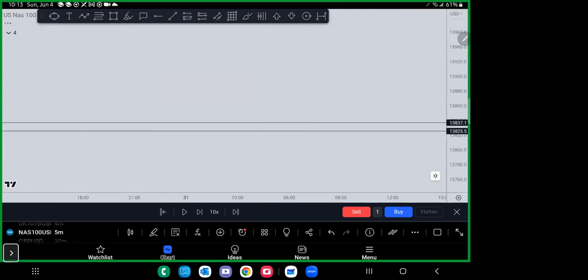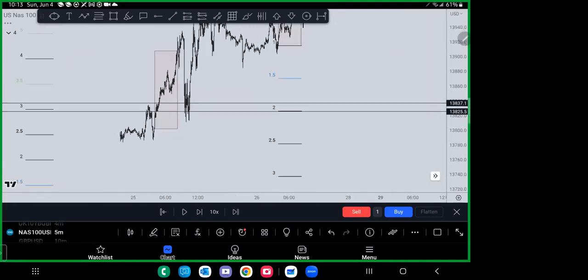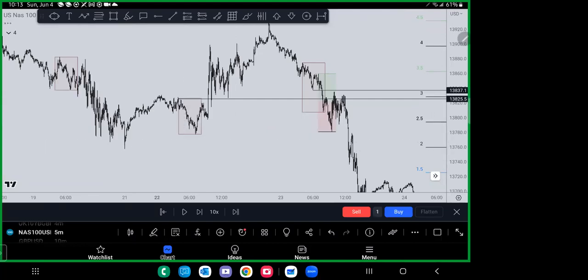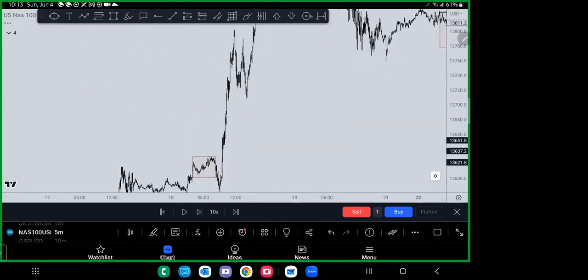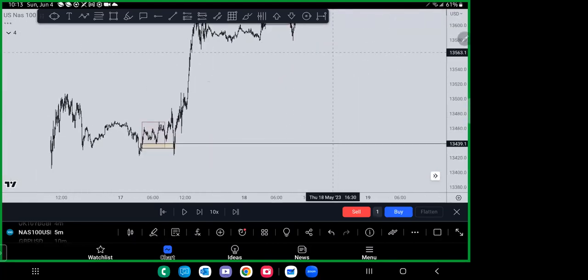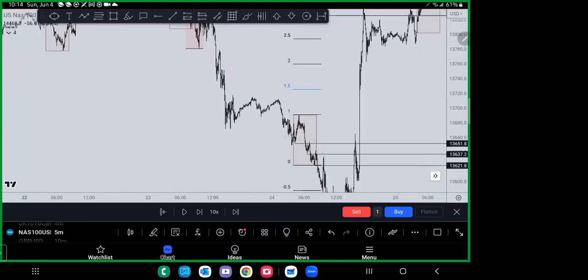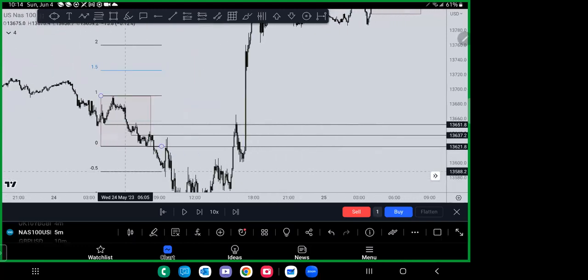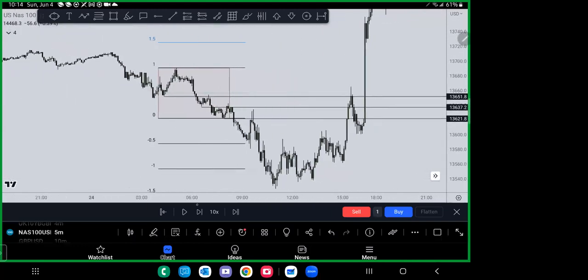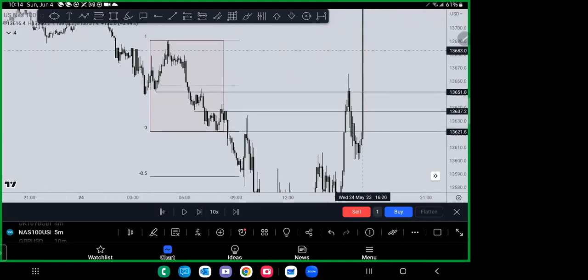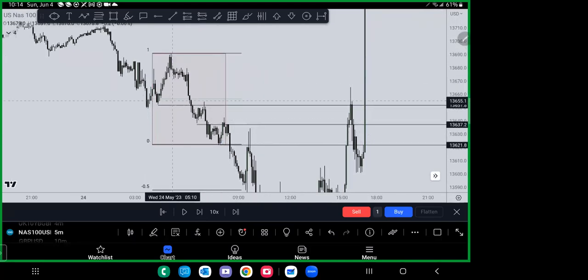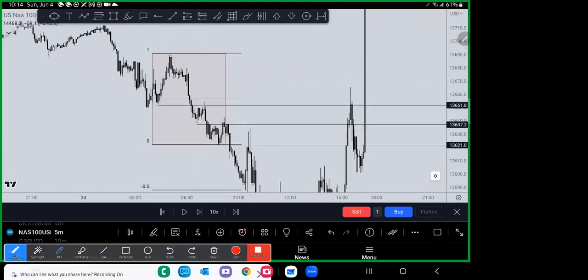Let's go to a 5-minute chart. Damn it. All right, sorry, I screwed that up. Let's look at this example. All right, this range, right? This range is efficiently delivered.